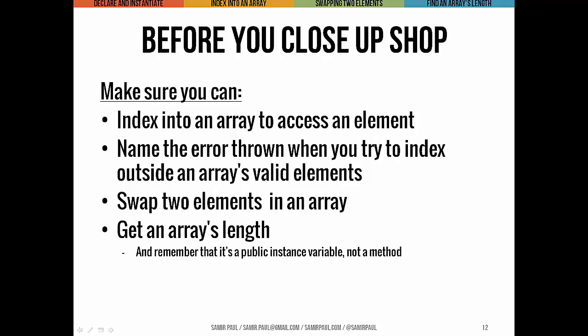For now, make sure you can handle these few topics before you close up shop. We want to be able to index into an array to access a particular element. What's the error that is thrown if we try to access something outside of the edges of an array? How do I swap two elements in an array? Be able to write some code that does that. And how do I get an array's length? Remember, it is a public instance variable, not a method. Common mistake.